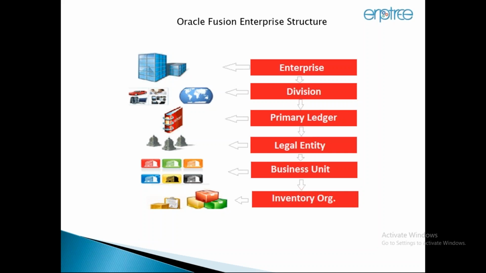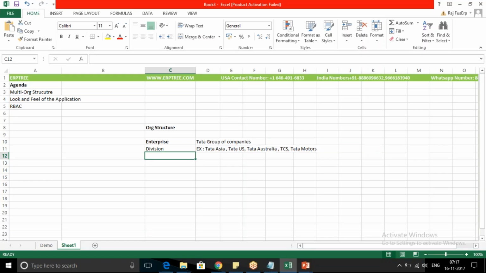What is the operating unit of our EBS structure, we are no more calling an operating unit, it is business unit. So now we have primary ledger, legal entity, and business unit. It is nothing but operating units, where you would like to have the business being operated. That is what your business unit is here.